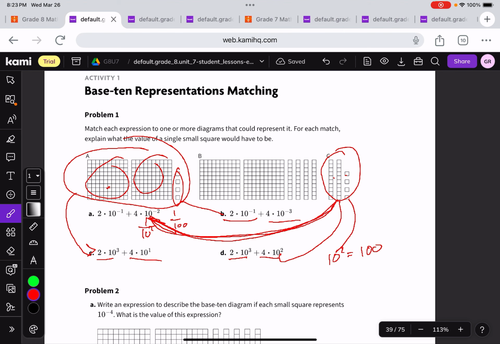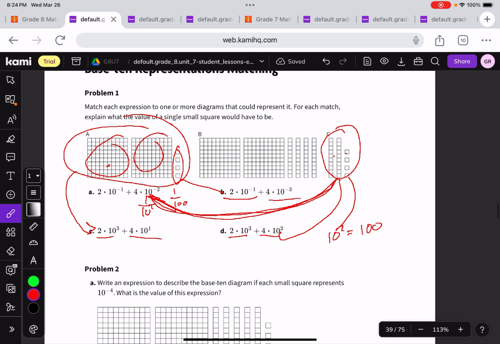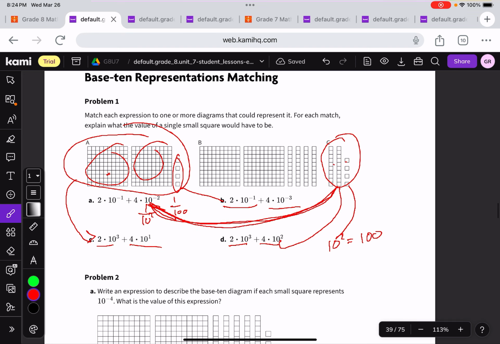All right, so let's, well, technically, yeah, let's move on. Well, I guess we got to figure out these two, but this 10 to the negative third, if we're looking right here, well, that means each square was 1/1000th. 10 to the negative third is 1/1000th, or 1 over 10 to the third. And over here, if we're going right here, well, 10 to the first is just 10. One of those squares would be 10.